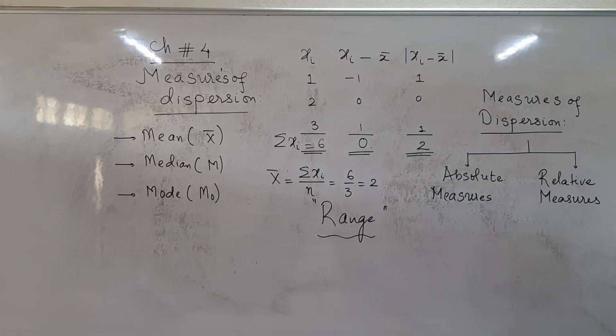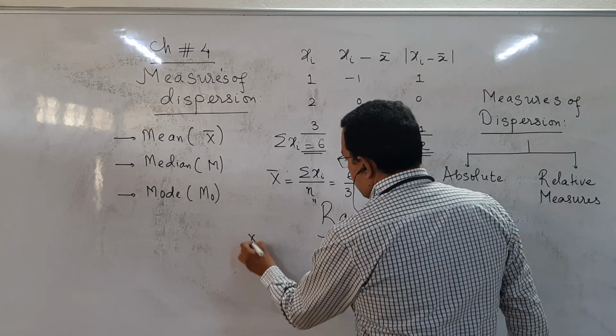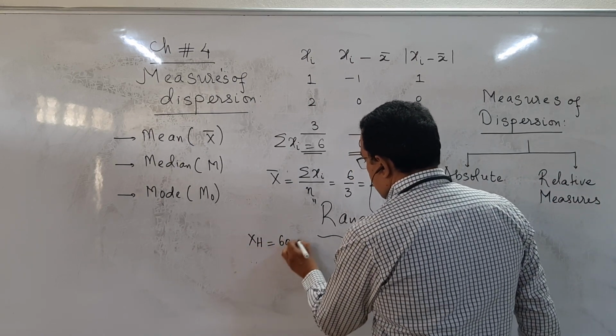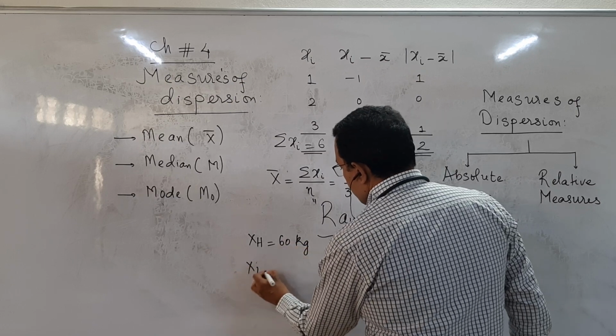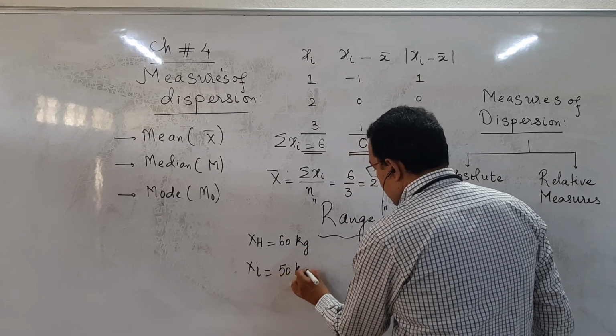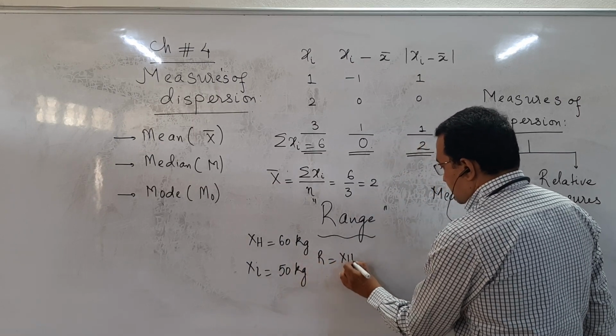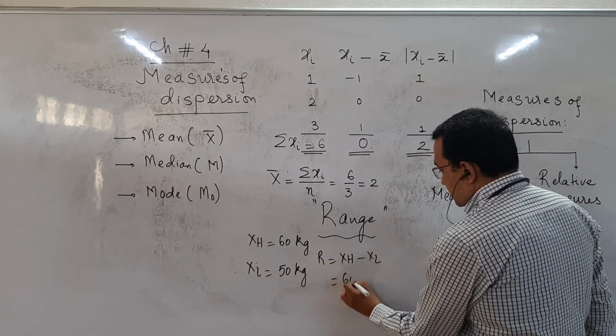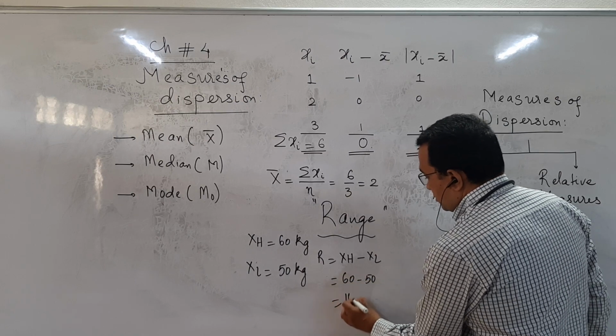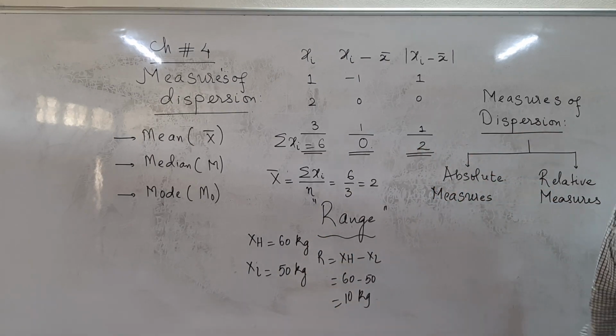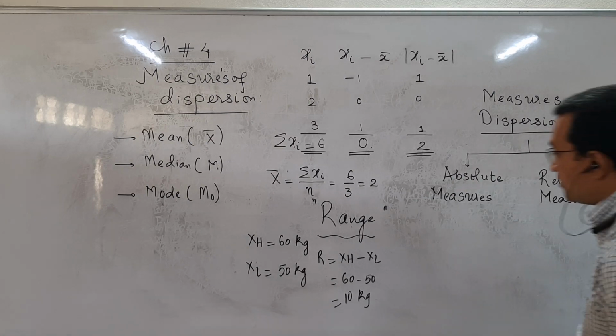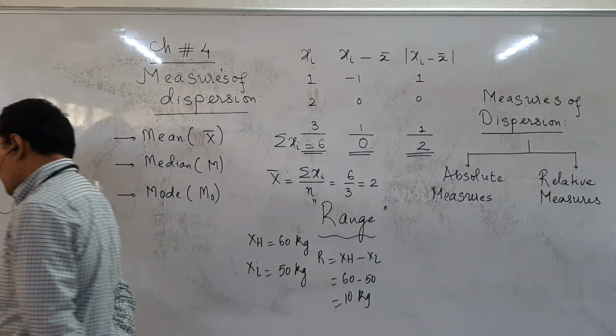Suppose I am discussing weight, and the highest weight is 60 kg, and say the lowest weight is 50 kg, then range is nothing but maximum minus minimum, 60 minus 50, so I will get this as 10 kg. The range, all of you know. The definition of range is the difference between the highest and lowest observation of given data. Now students, you might be wondering why I am discussing range. Range is one of the measures of dispersion.